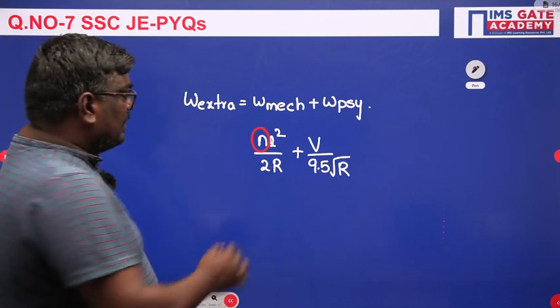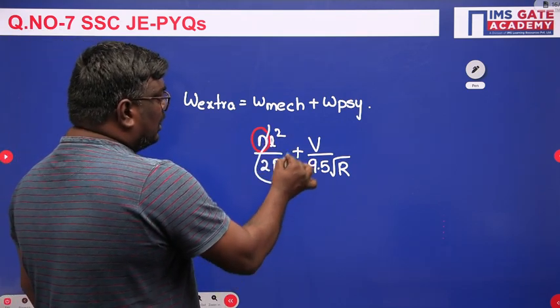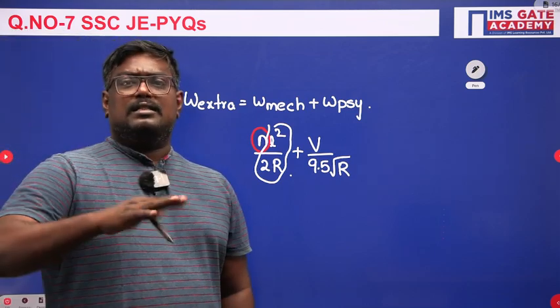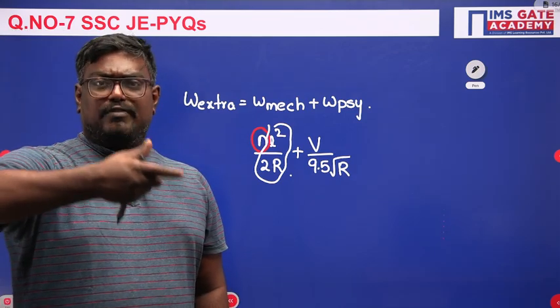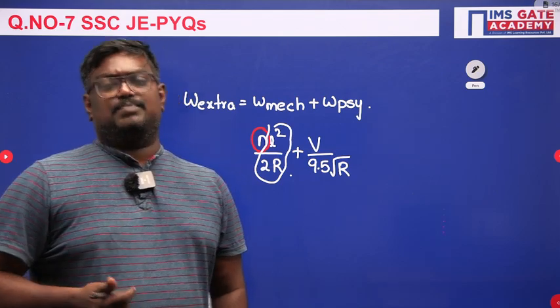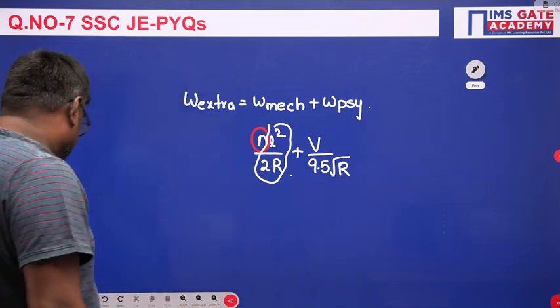And here when they talk about L square by 2R, this is what they are talking about, the off tracking. Off tracking means there will be a deviation in the front wheels and the rear wheels. When you draw the path, there will be a deviation in this path. That is nothing but the off tracking.